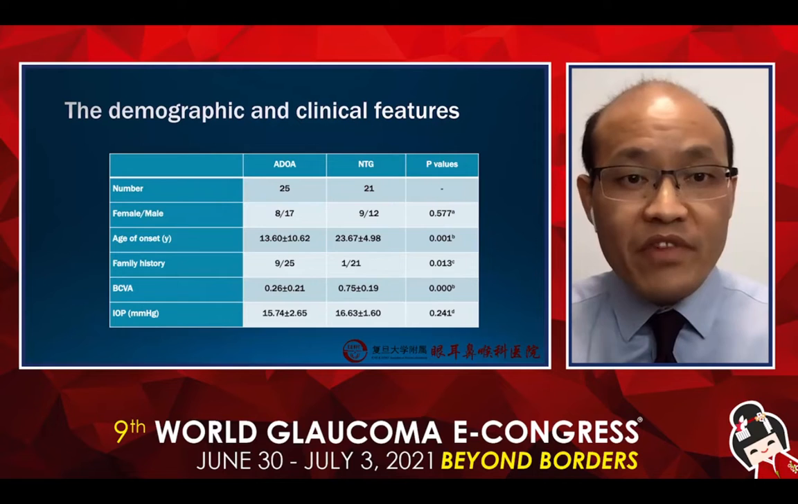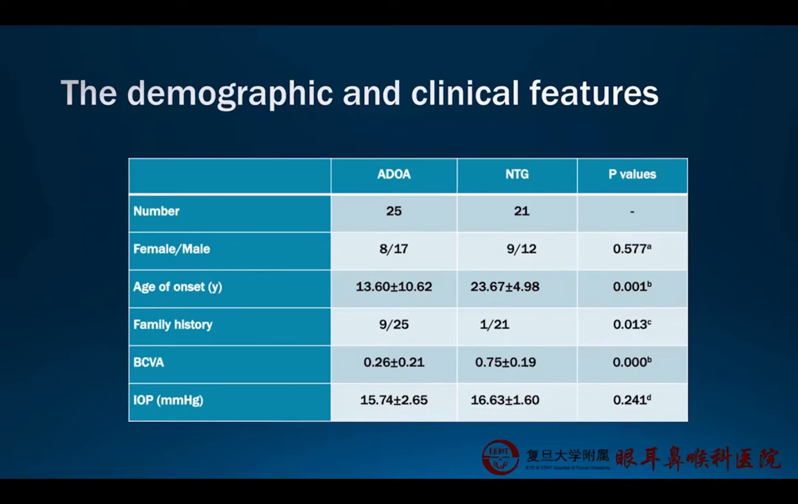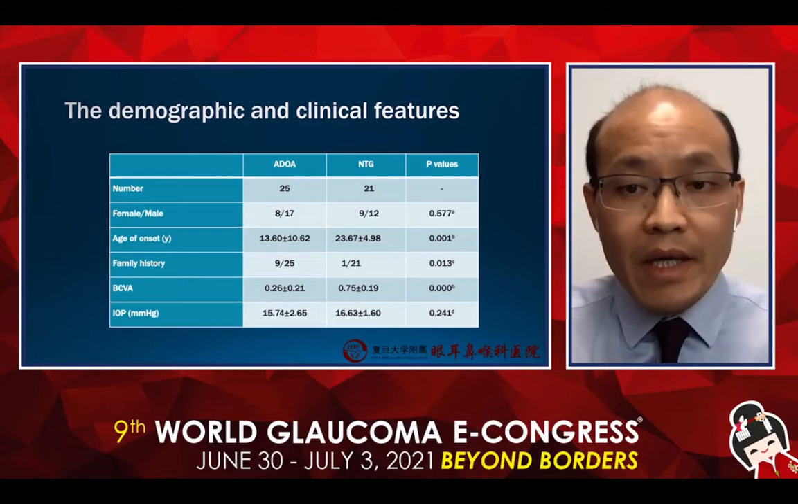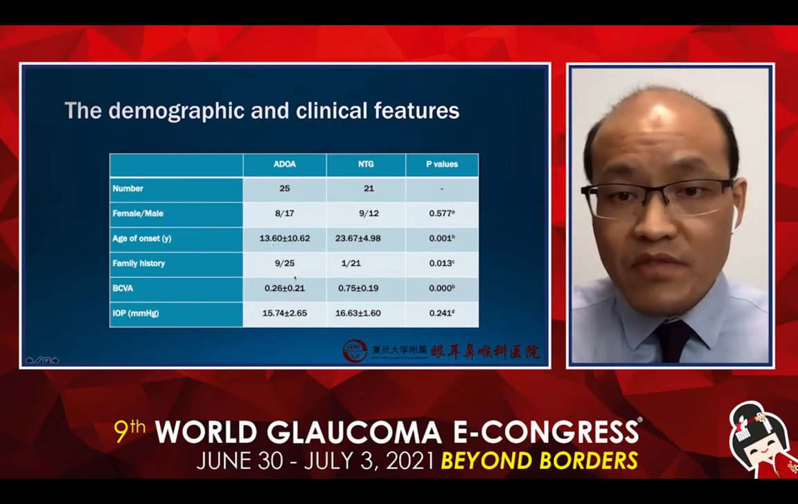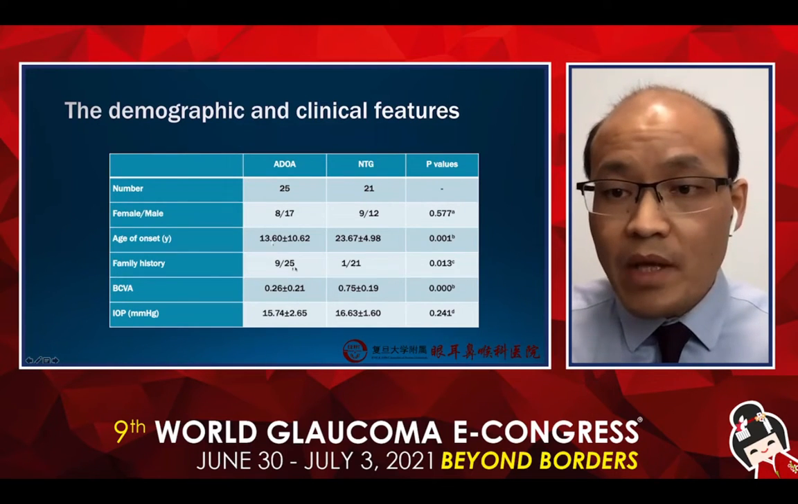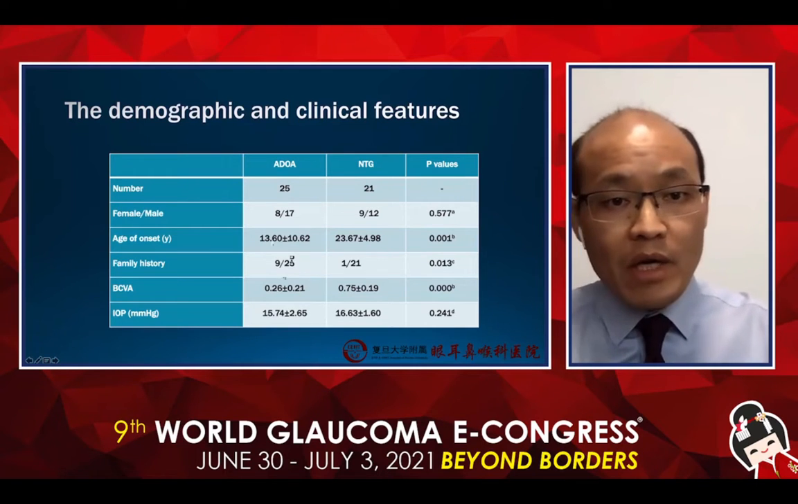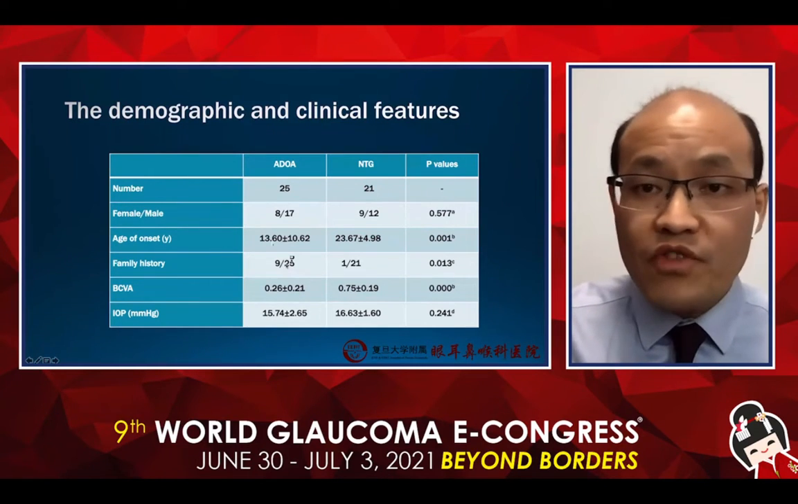Here are the demographic and clinical features of the two groups. Although we enrolled young patients with NTG, the onset age of the ADOA group is still significantly younger than that of the NTG group. Most ADOA patients presented to our clinic with poor visual acuity and complained of vision loss, while most of our NTG patients visited our clinic because of suspected glaucomatous optic nerve damage detected in regular health examination. There was no significant difference in sex distribution and IOP between the two groups. Nine ADOA patients had a family history of poor vision.